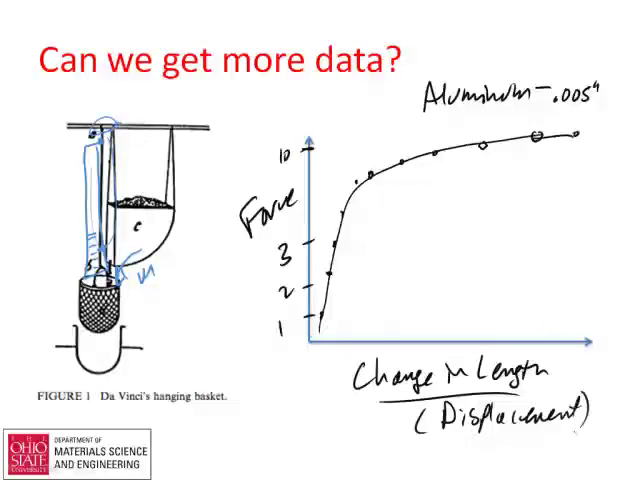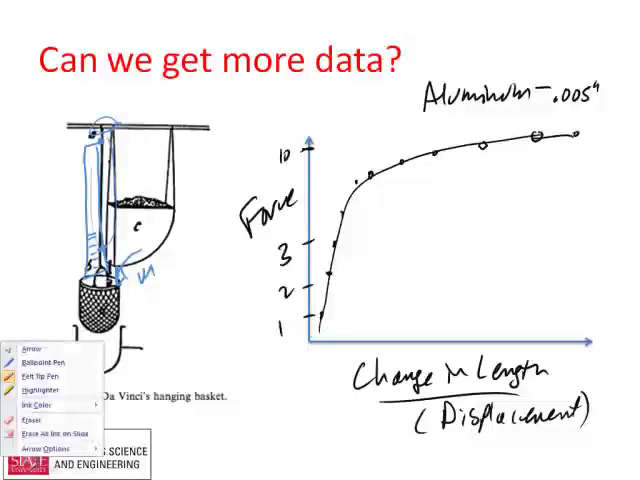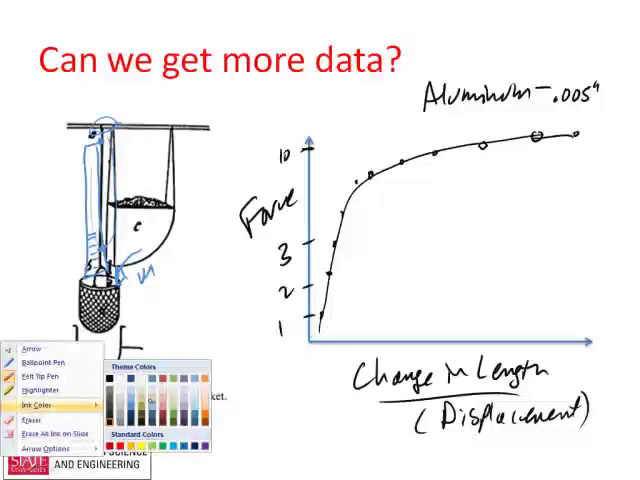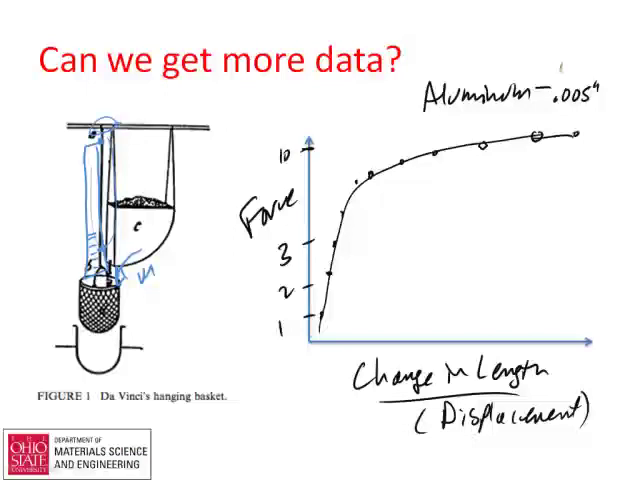And I can do that. I could then, for example, do this with another material or another diameter, say aluminum. And let's imagine I do a 10/1000ths inch thick. What I would find is it will take me about twice as much force to get similar results. So you get something that would look like that.